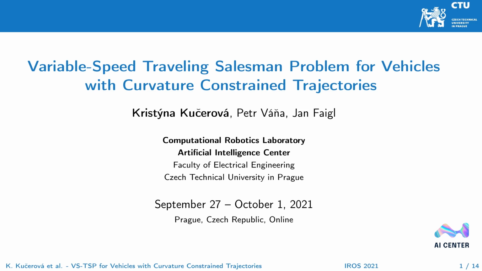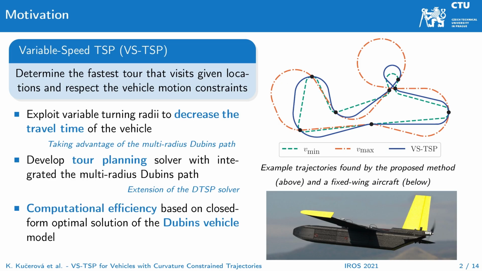In this video, I would like to present our work called Variable Speed Traveling Salesman Problem for vehicles with curvature-constrained trajectories. Our motivation is to determine a tour over multiple locations that minimizes the travel time of the vehicle moving along a curvature-constrained trajectory. Finding the sequence of visits to the locations is a problem known as the Traveling Salesman Problem, or TSP for short. The TSP is known to be NP-hard.